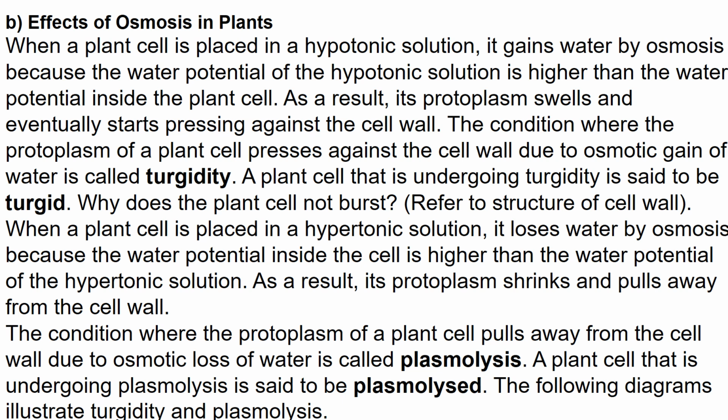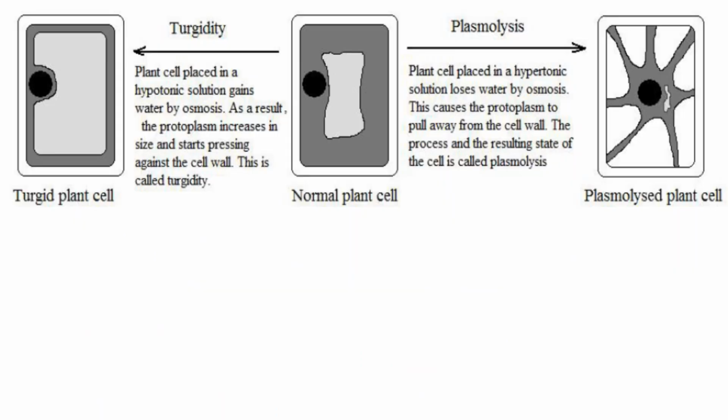When you place the plant cell in a hypertonic solution, it will plasmolyse. Of course, it will lose water by osmosis. As a result, it will shrink. That is called plasmolysis. This is an illustration to show the same happening.